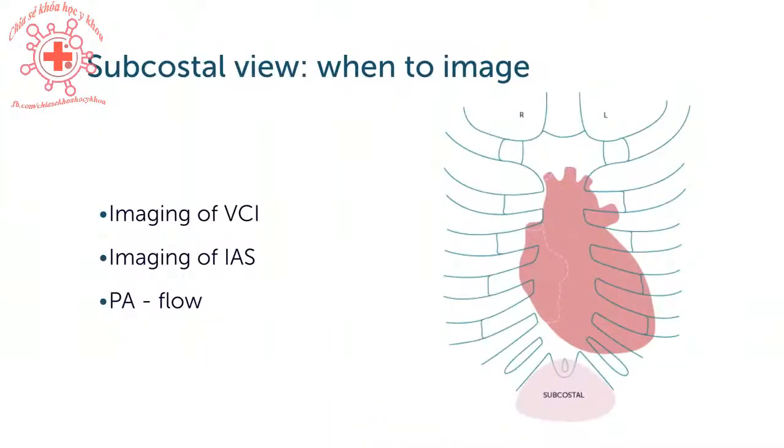Same is true if you want to image the IVC. There is no other view where you can get a better appreciation of the IVC than from a subcostal view. The interatrial septum is nicely displayable because you have a very perpendicular orientation to the heart, and you can even look at the flow across the pulmonary artery. We're going to show you all of these advantages in this lecture. But first, you will have to learn how we actually find the heart from a subcostal window.